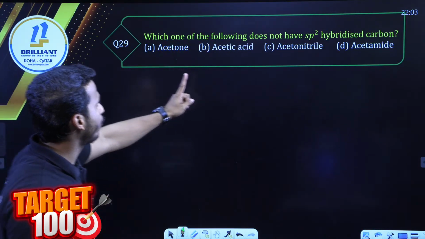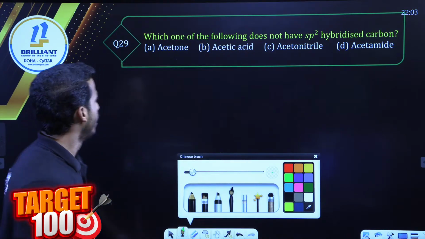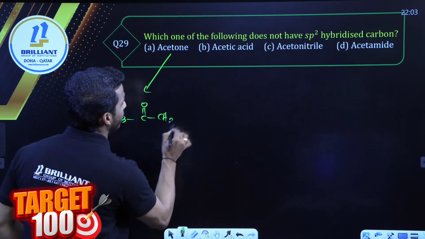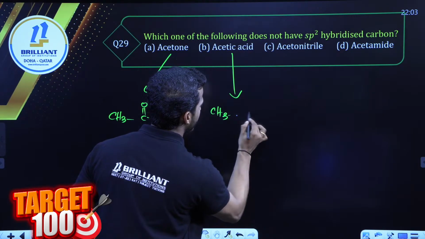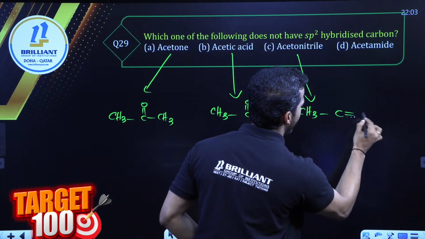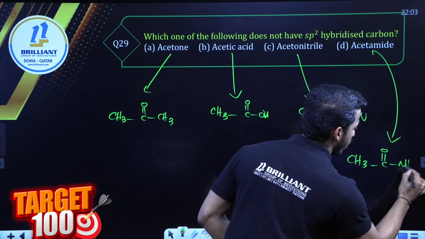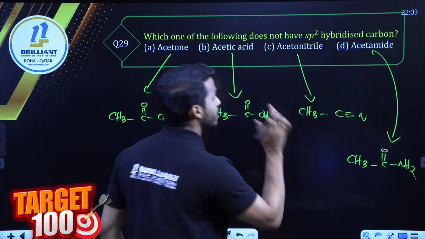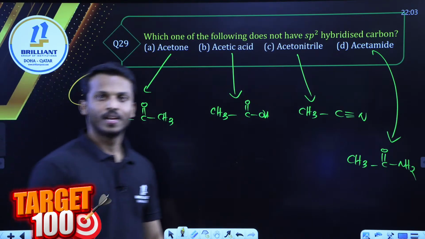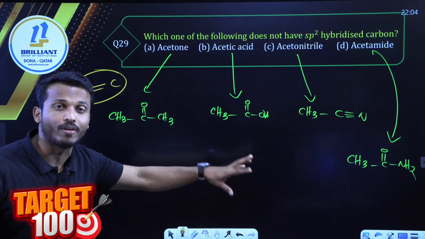Good. Next one. Which one of the following does not have sp2 hybridized carbon? Dear all, acetone. What is acetone? CH3COCH3. Acetic acid, CH3COOH. Acetonitrile, CH3CN. And what is acetamide? CH3CONH2. Which of the following does not contain an sp2 carbon? You know, sp2 carbon is the carbon having a double bond connection. So which of the following does not have a double bond connection?